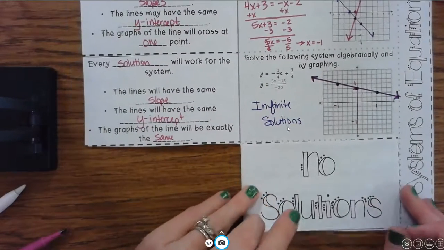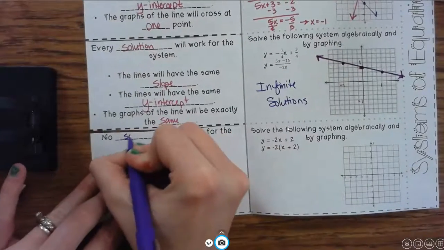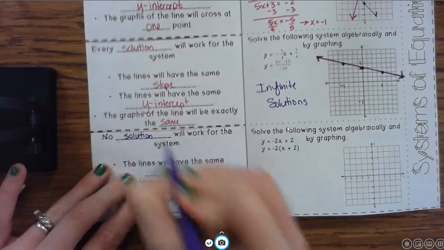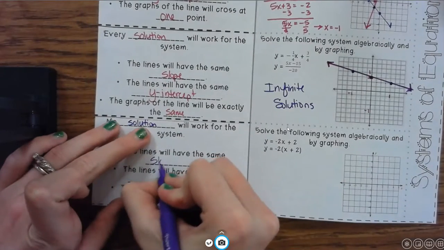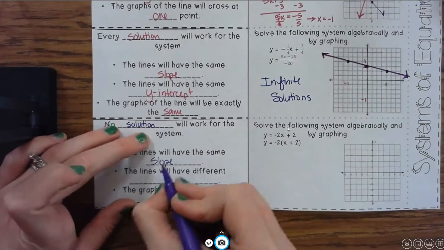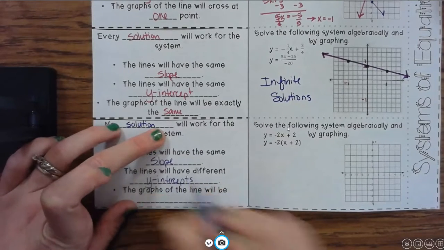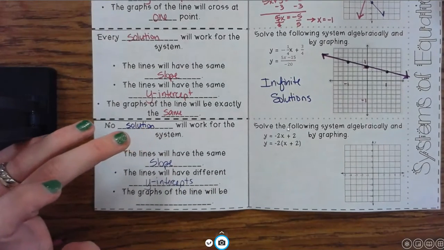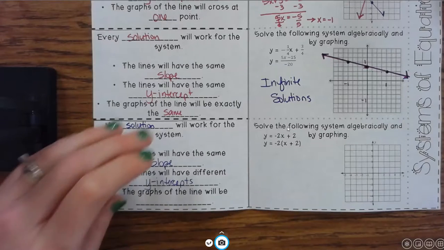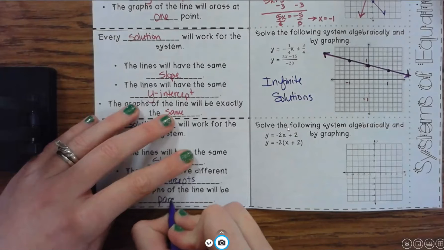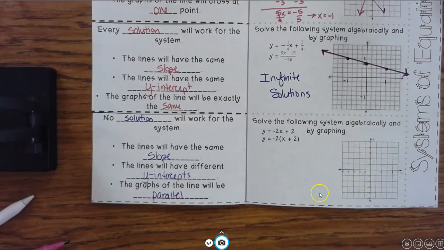So finally, we have no solutions. So no solution will work for the system. The lines have the same slope, but they will have different y-intercepts. And so the graphs of the lines will be parallel. And so again, if you graph these by hand, you will see that.